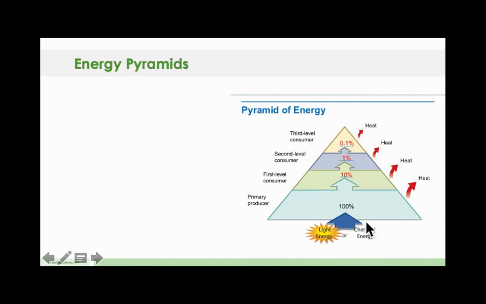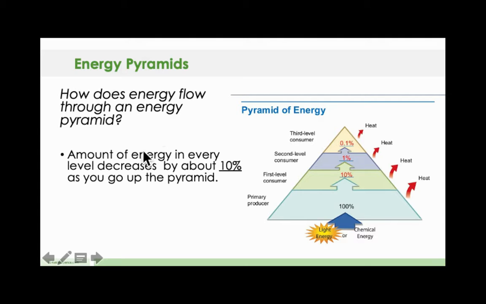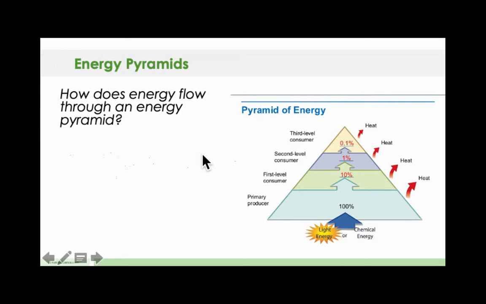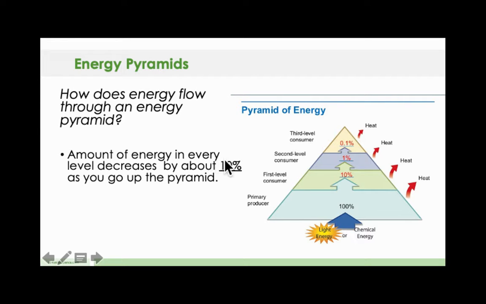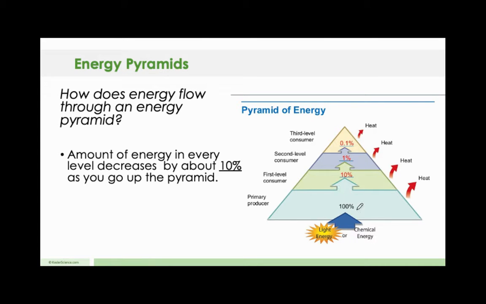So as we look at this, you can see this energy pyramid. How does energy flow through the pyramid? Well, obviously, things eat other organisms. So the amount of energy in every level will decrease about 10% as you go up the pyramid. So we start out with 100% here in the producers. Then we have our consumers. Well, that's gone down to 10%. Then we have 1%, and then 0.1% with our tertiary consumers.